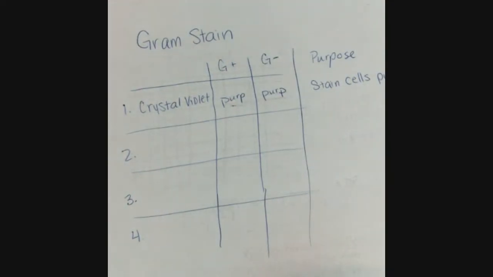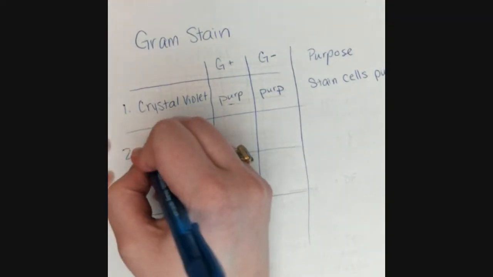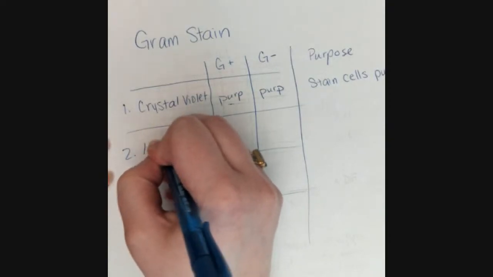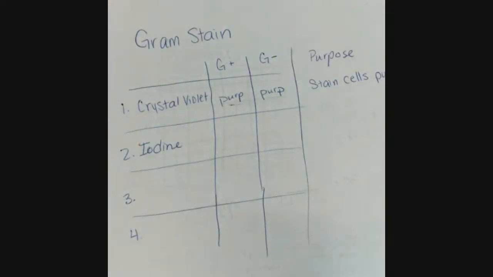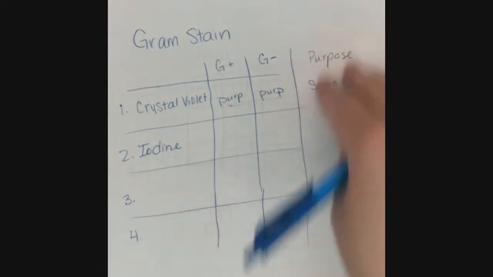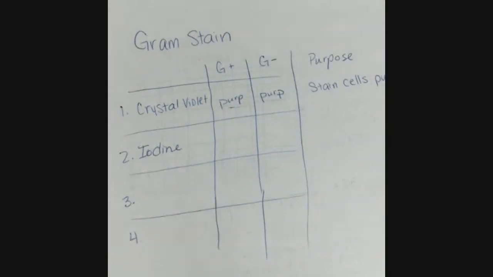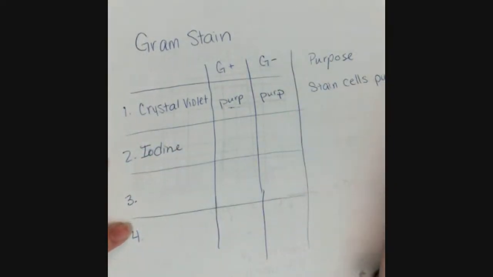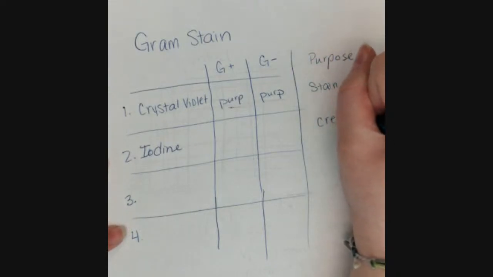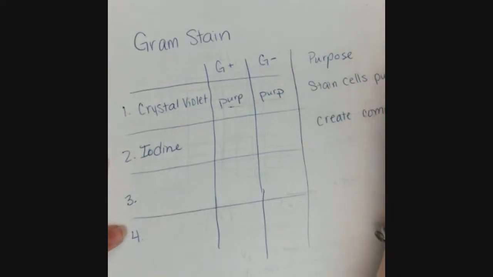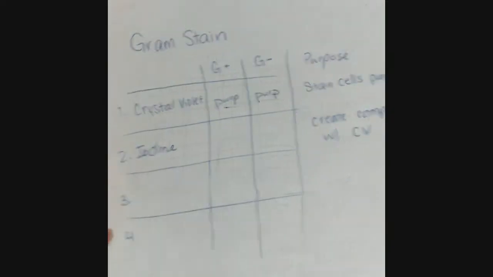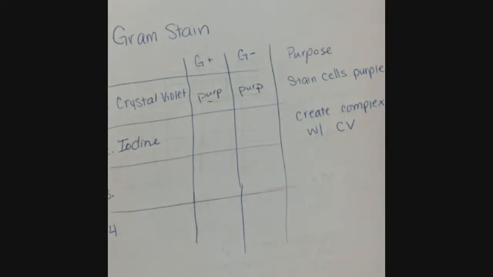So the next thing that we do is we would grab Gram's iodine. What you need to know about these is really the purpose of the steps and the order that they go in, which can help you remember how the process works. You won't have to do a gram stain during the lab practical. So this Gram's iodine, its purpose is to create a complex with our crystal violet, which I'm going to shorthand as CV.